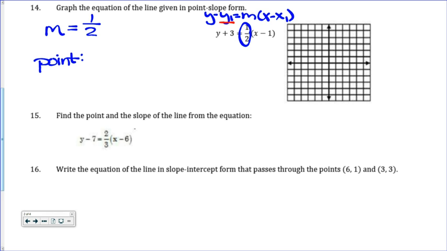The y1 and the x1 make up our point. The thing to remember here is that you need to change the signs. So here I have x minus 1. So the x coordinate of my point is going to be a positive 1. And I have y plus 3. So the y coordinate of my point, we're going to do the opposite, is going to be minus 3. To graph, we start by plotting that point, so 1, negative 3. And then we follow our slope of 1/2. So rise 1, run 2. And there's your line.